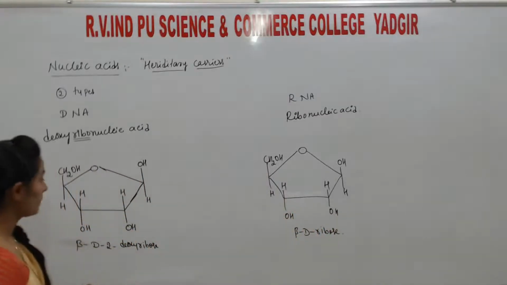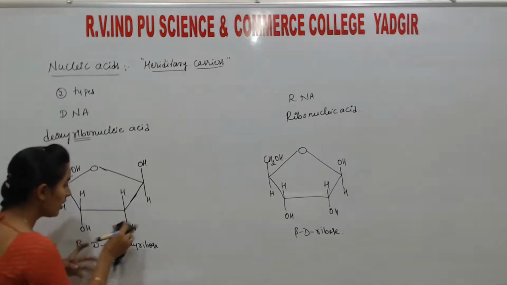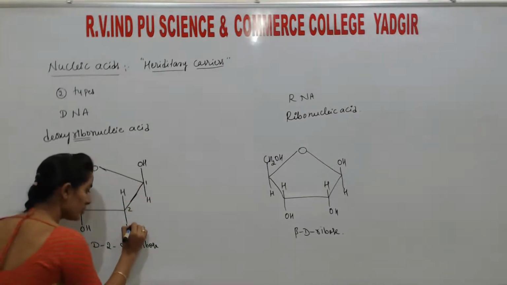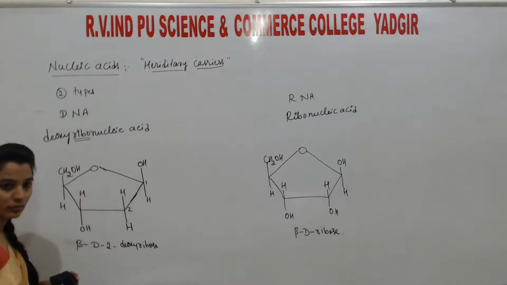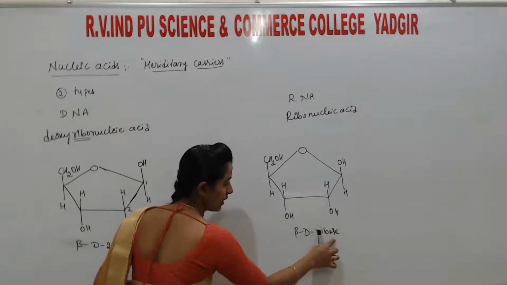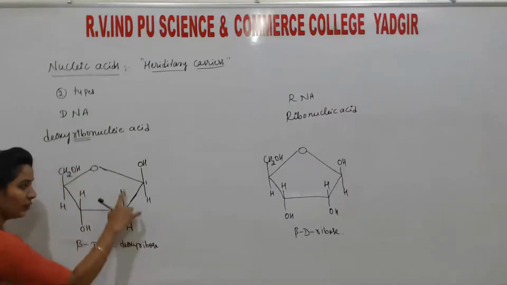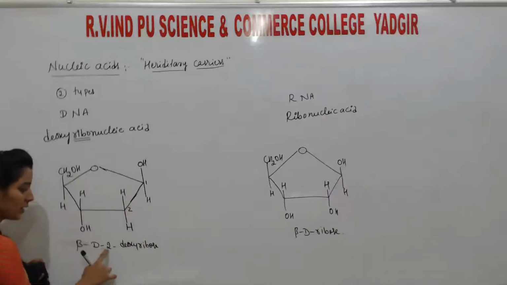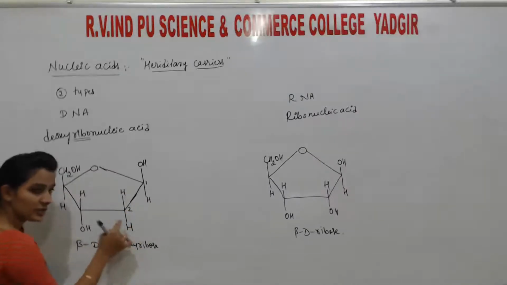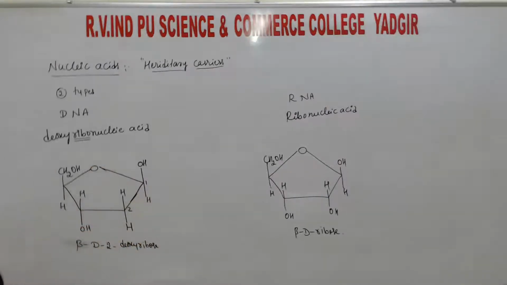Okay, so listen. Here in these molecules, the only thing that changes is at the second carbon atom. This is first, this is second. The oxygen atom is removed. Are you getting? So your oxygen atom is there in beta D ribose. Here at the second carbon atom, oxygen is removed. It is H and H. Beta D 2-deoxyribose. Deoxy means oxygen is removed. This is DNA structure. This is RNA structure.